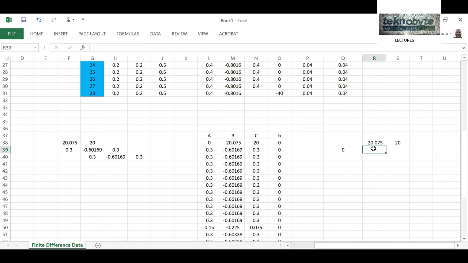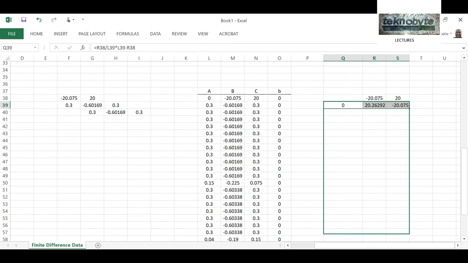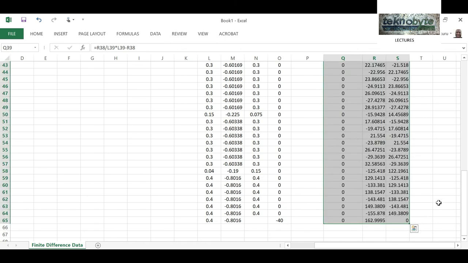And we repeat the same for this entry. So this will be equal to this divided by this, multiplied by the element we want to eliminate, and we subtract what is above it, which is 20, on this side. Similarly, we repeat that. This is equal to this over this, multiplied by this, minus what is above it. Because we are removing this value here, nothing is above it, and this is what appears on that side. So this is what we get, and we repeat this exercise all the way up to node number 28.